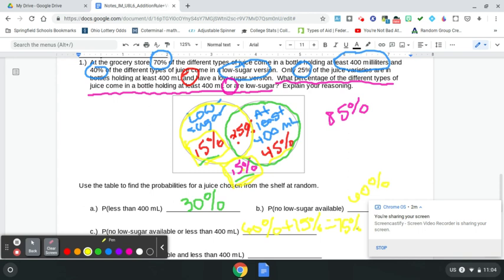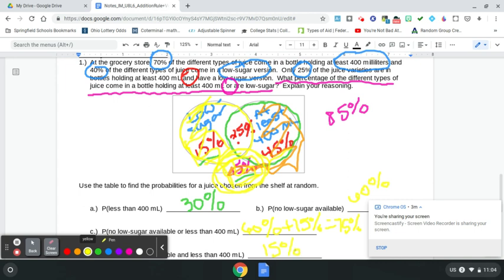Finally, this one is no low sugar available and less than 400 milliliters. So now we're looking for the overlap. So let me pull out, I guess I'm probably gonna have to go green here. Maybe orange, I guess I should say. So no low sugar available, that means we're looking at the 45% and the 15%. So everything I've just highlighted here is what we're looking for. And less than 400 milliliters. So that means that's over here. If I highlight in a different color, I'm looking for the overlap between the highlights, and that overlap is my 15%.